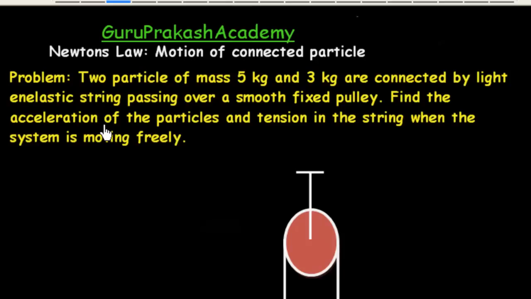Now in this video, we will discuss a problem related to Newton's second law and motion of connected particles. We have one example here. The question says, two particles of mass 5 kg and 3 kg are connected by a light inelastic string passing over a smooth fixed pulley.